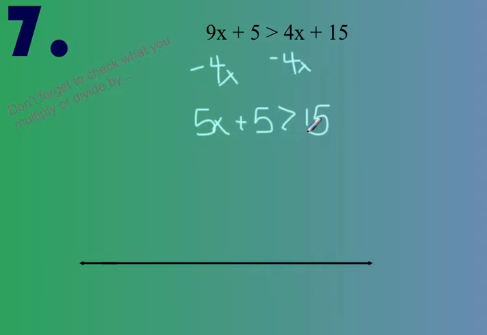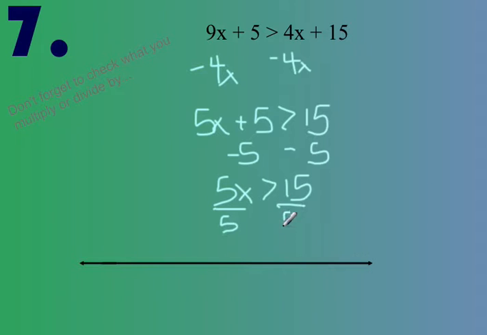Then I want to get that 5 over to the other side, so I'm going to subtract 5 from both sides. And then I get 5x is greater than 15. So I'm going to go ahead and divide both sides by 5, and I get that x is greater than 3. So x is strictly greater than.